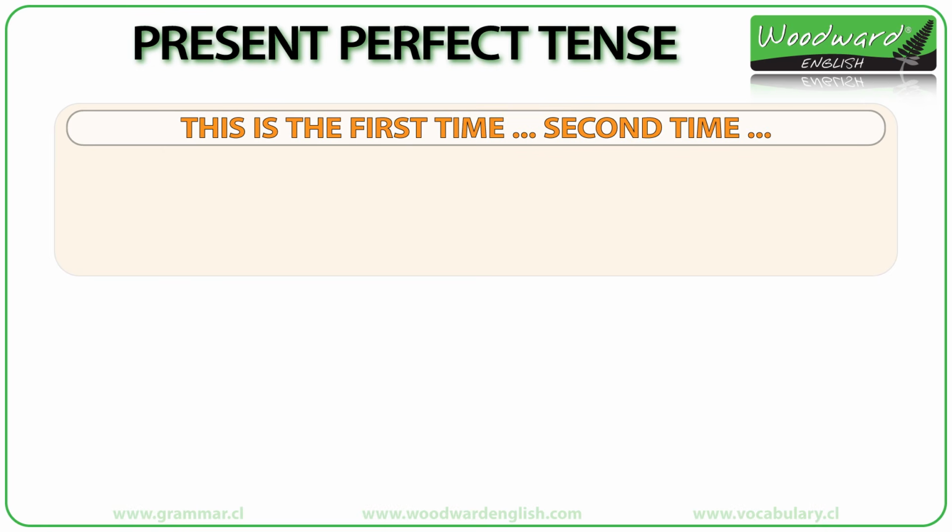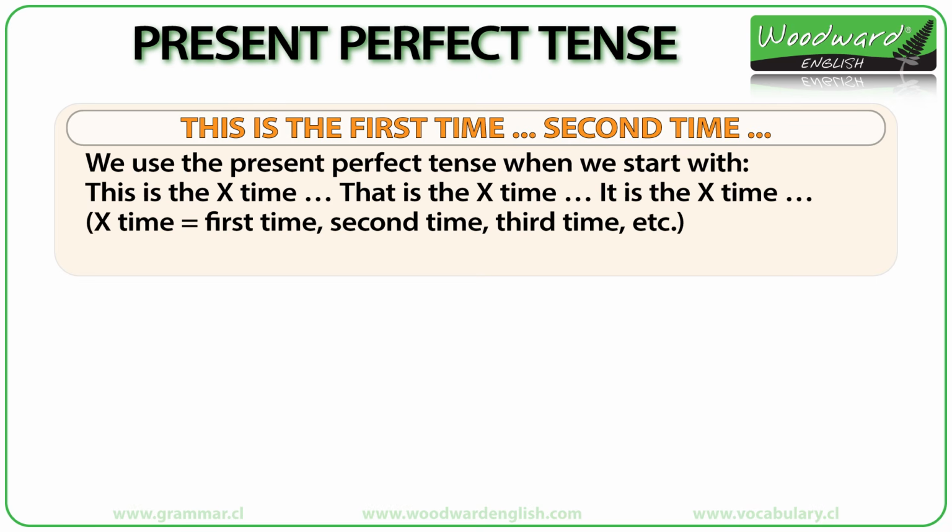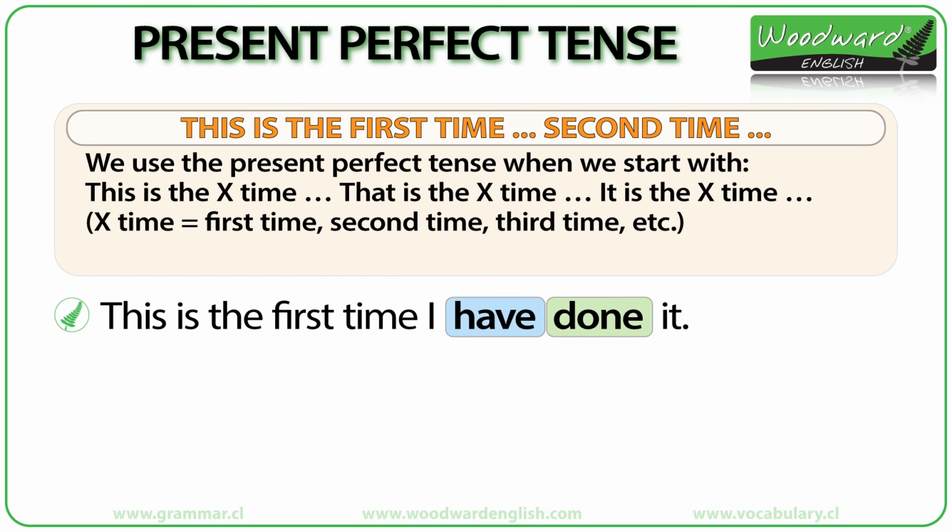This is the first time, the second time. We use the present perfect tense when we start with this is the X time, that is the X time, it is the X time. X time means first time, second time, third time, etc. Look at these examples. This is the first time I have done it.